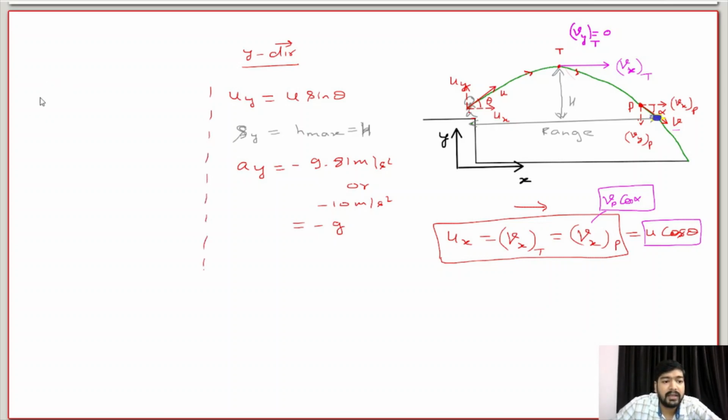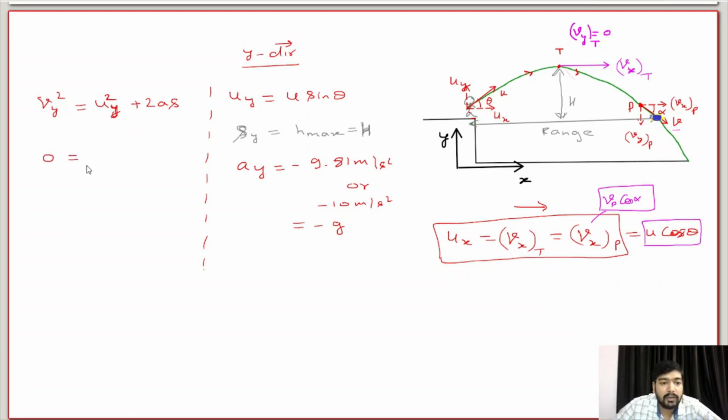So we have to find the displacement in y. What we can do is simply apply the third equation: Vy square equals uy square plus 2as. We will apply this equation for the first half, that means from the initial position to the t point. The final velocity will be 0 at t.